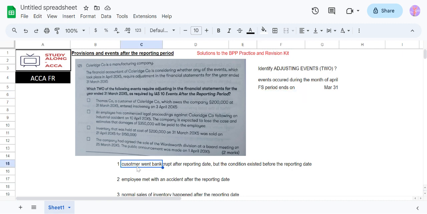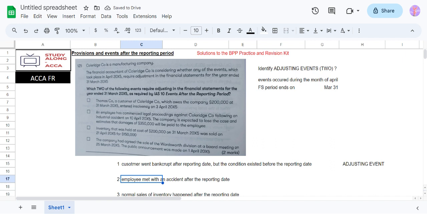So the first one is the customer went bankrupt after reporting date. Thomas Company, a customer of the company which owes the company 2 million at 31st March 15, entered insolvency on 3rd April 15. So they went bankrupt. They entered into insolvency after the reporting date, but the condition existed before the reporting date. So it is an adjusting event.